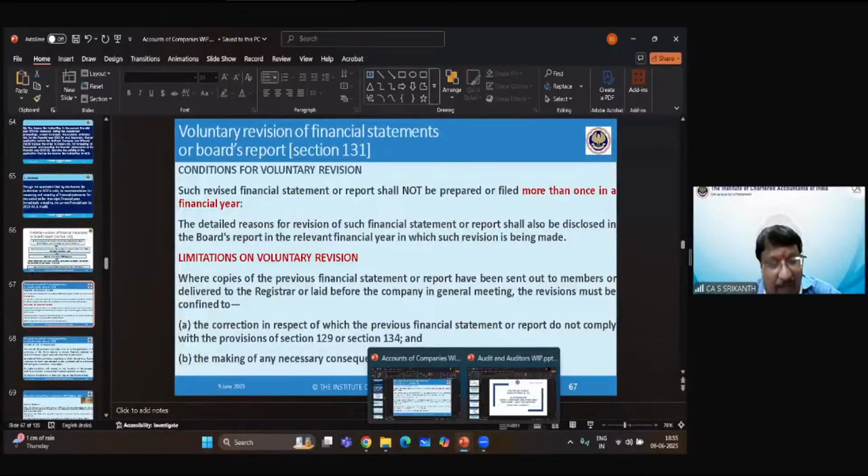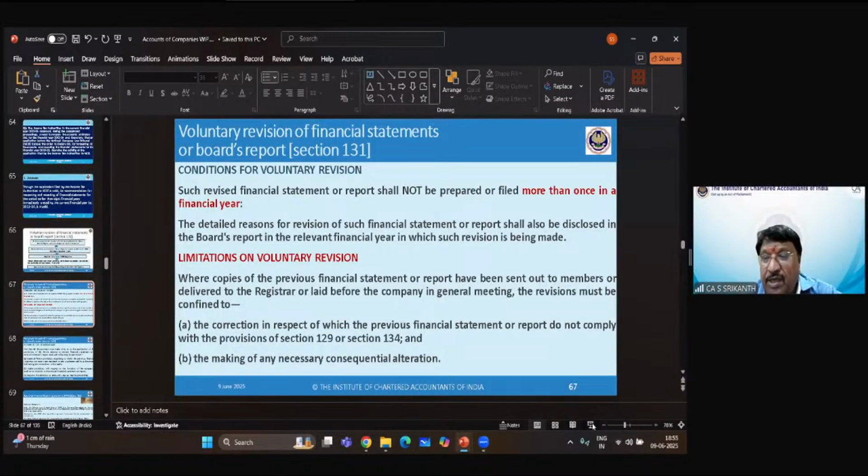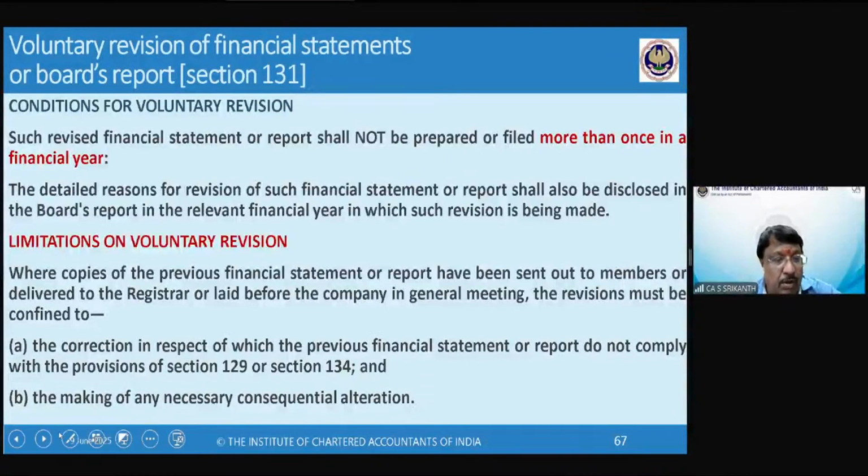Actually, I have a serious doubt in this section itself, which is more of an English issue. Revised financial statement shall not be prepared or filed more than once in a financial year, they are saying. Correct. But they are not saying more than once for a financial year. I hope I'm making a slight point here. See, I'm revising the financial statement for 24 March. You're able to understand? I'm revising 24 March in the 25 March year. Agreed. I can't do any more revision in that year.